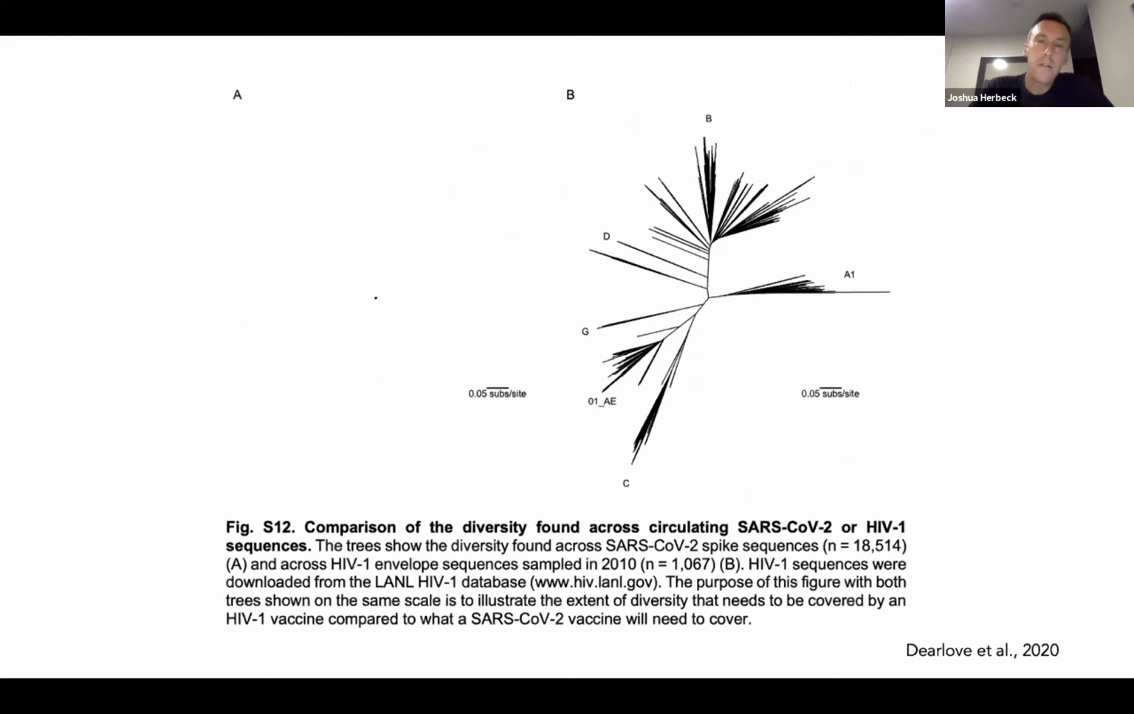This is a recent figure from Morgan and Bethany's recent paper looking at SARS genetic diversity. And this here on the right is a phylogeny of HIV. And this is a phylogeny of SARS coronavirus 2. And I'm sure many of you have seen similar types of figures. And this is just a really stark illustration of the amount of genetic diversity in HIV.